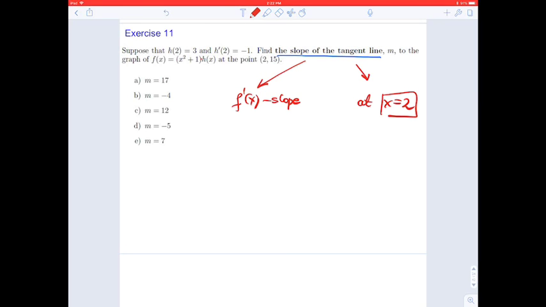That means the function is defined as x squared plus 1 times h of x. This means the derivative is like that. I have to use the product rule. Derivative of x squared plus 1 is 2x times h of x, plus x squared plus 1 times the derivative of the second function, which I can only write as h prime of x. And now I have to substitute 2.